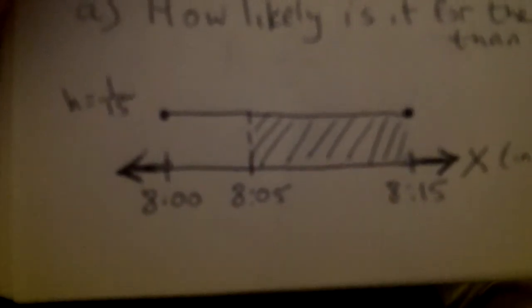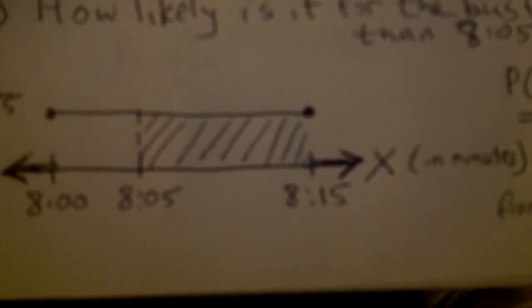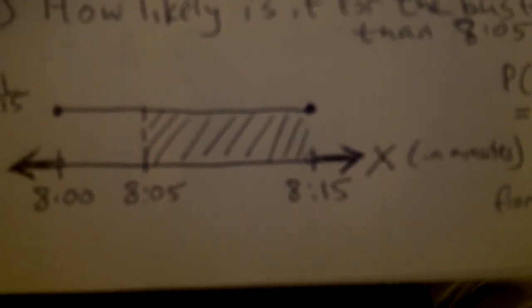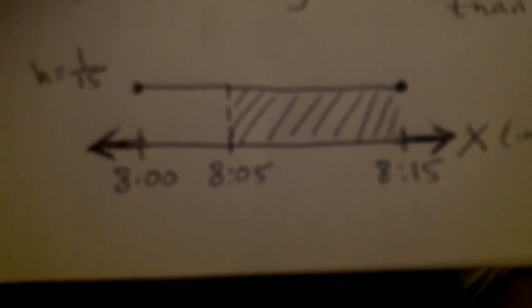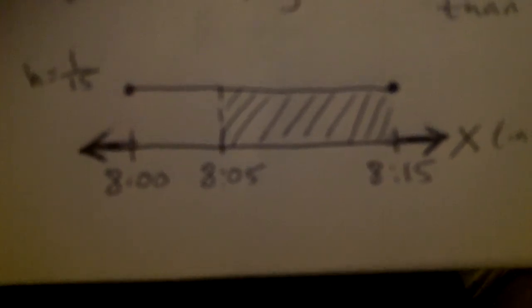So what we've done here first is we've drawn the density curve. X is the time of arrival. And this is in, I know I wrote in minutes, but it's really in hours and minutes. I'm sorry about that. As far as the height of the curve is concerned, the length is 15 minutes, the difference between 8:15 a.m. and 8 o'clock. And so the height is 1 over that quantity, or 1/15.